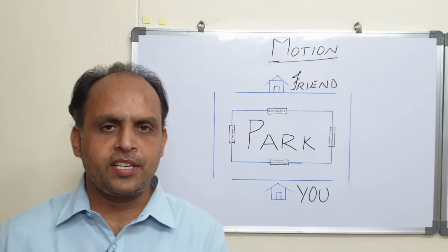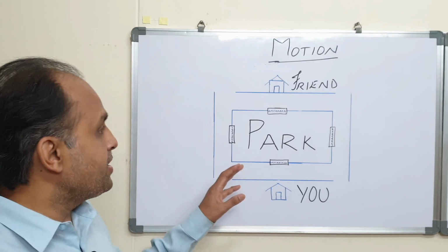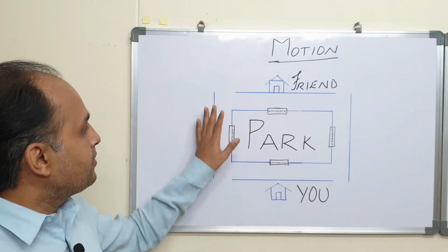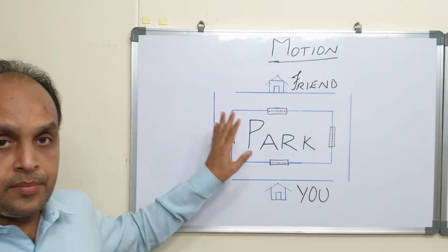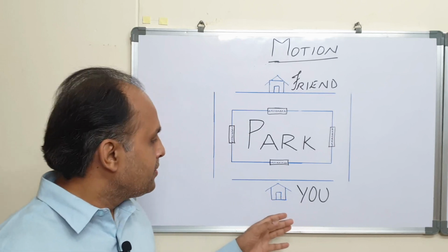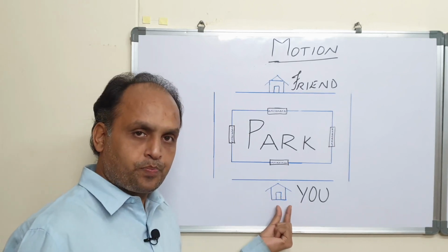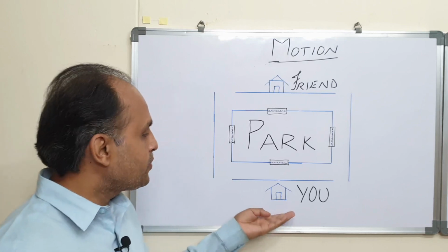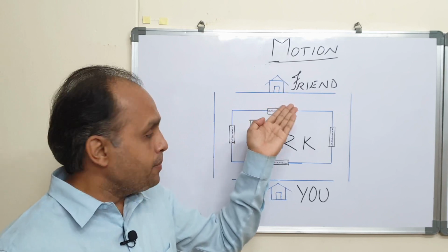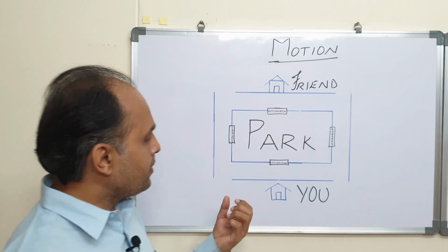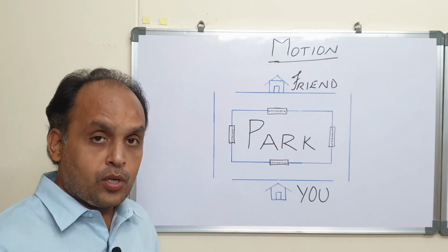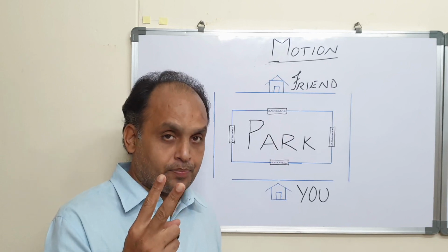Alright, now let us discuss another example. As you can see here, a diagram. This is a park, which has houses all around it. And for the sake of an example, let us imagine that this is your house, and right opposite to you on the other side of the park is your friend's house. Now let us suppose that you wanted to go to your friend's house. You have two options to do that.